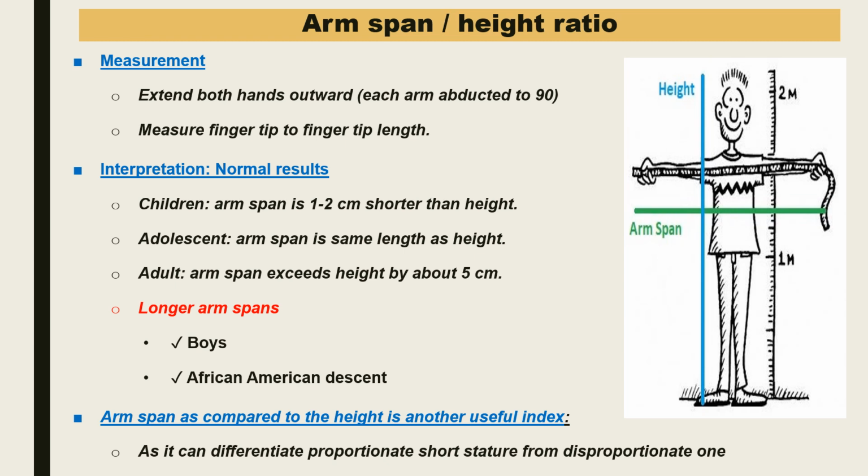Also, arm span compared to height is another useful index for proportionate or disproportionate short stature. We can differentiate proportionate from disproportionate through the ratio between the arm span and the height.